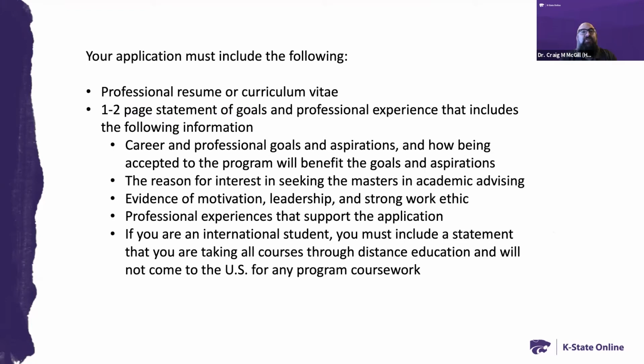And so your application should include the following: a professional resume or CV, and a 1 to 2 page statement of your goals and professional experience. That should include the career and professional goals and aspirations that you have, and how being accepted into the program will benefit those goals and aspirations. The reason you're interested in seeking the master's in academic advising, evidence of motivation, leadership, and strong work ethic, as well as professional experiences that will support your application.